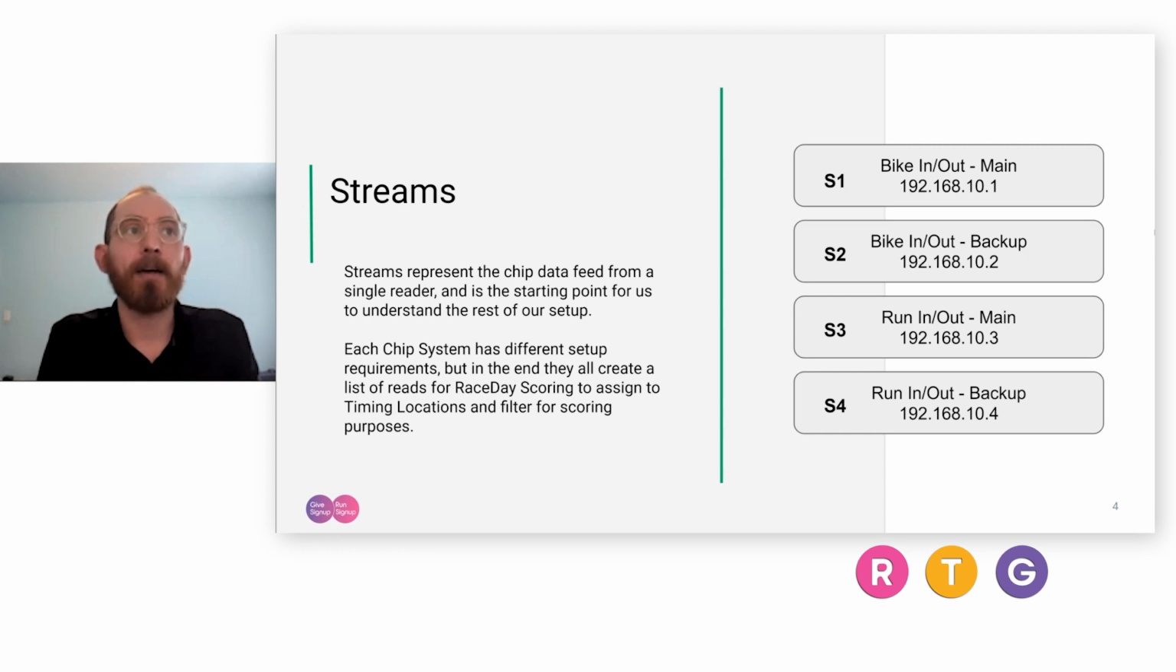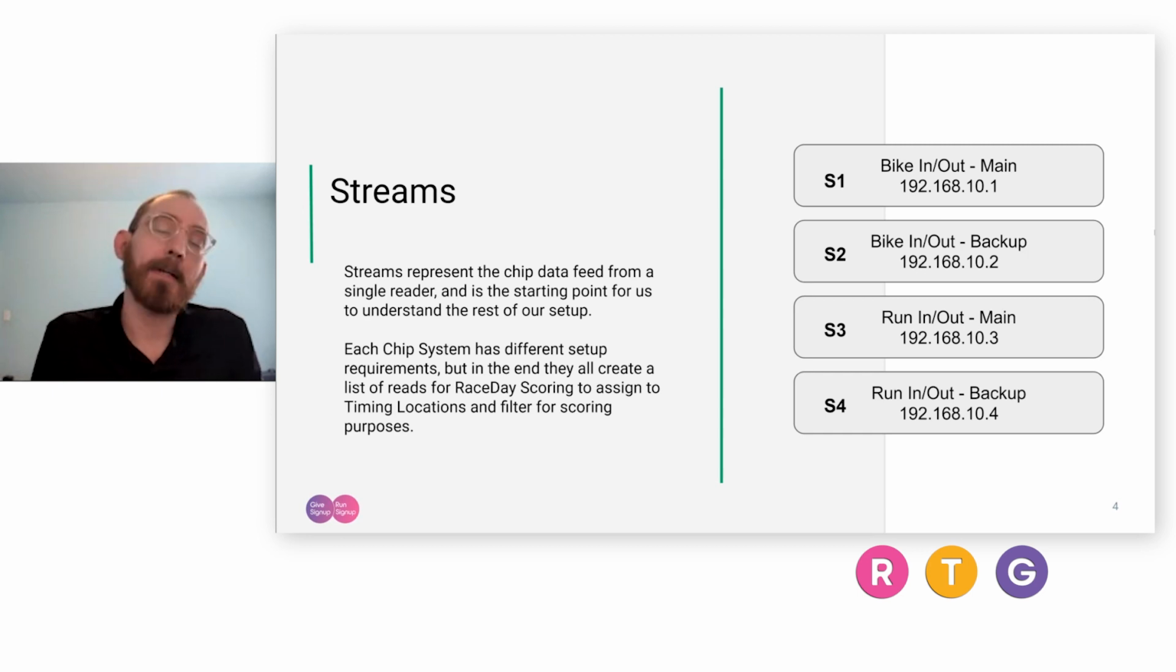So in the end, they all just create a list of reads for race day scoring to assign to a timing location and then filter for scoring purposes. So typically for a triathlon, you might have a bike in out reader, a main and a backup, and you might have a run in out main and backup as well.